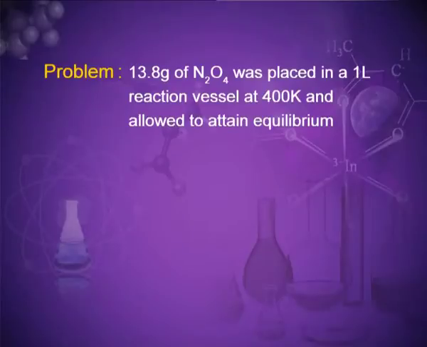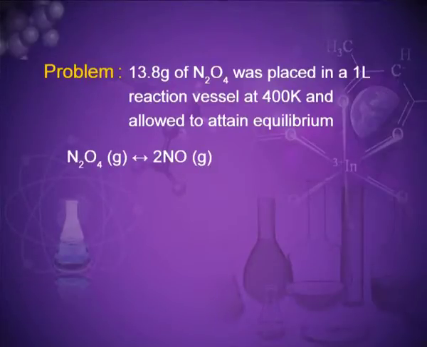Here is an example. If 13.8 gram of N2O4 was placed in a 1 liter reaction vessel at 400 Kelvin and allowed to attain equilibrium, the reaction is N2O4 gives 2NO2. The total pressure at equilibrium was found to be 9.15 bar. Now, we have to calculate the Kc, Kp and partial pressures at equilibrium.